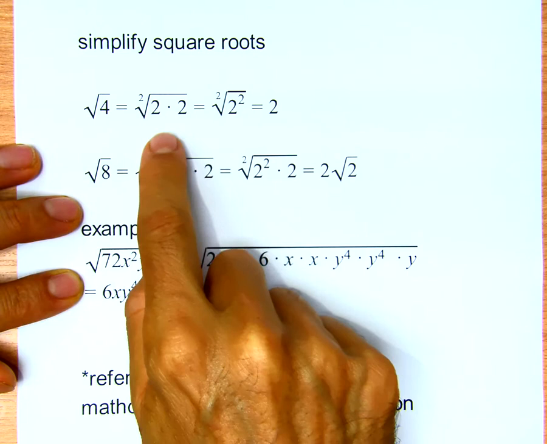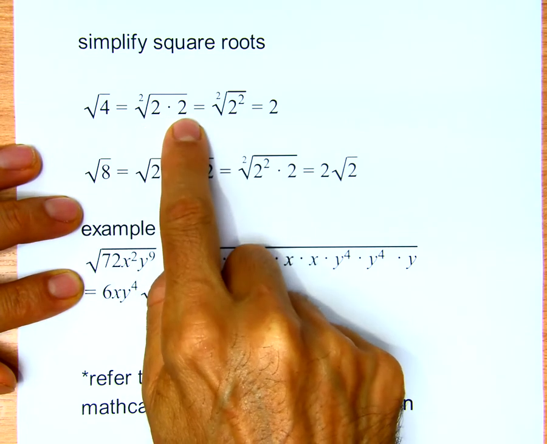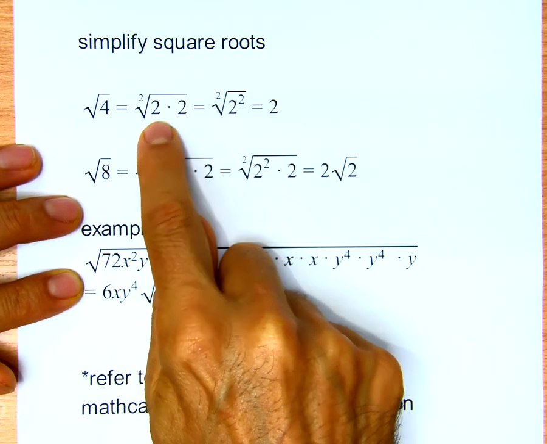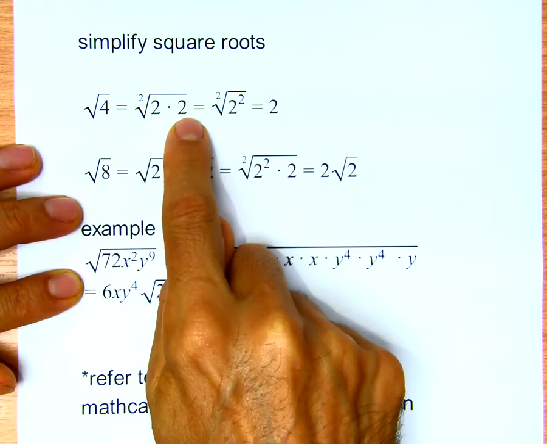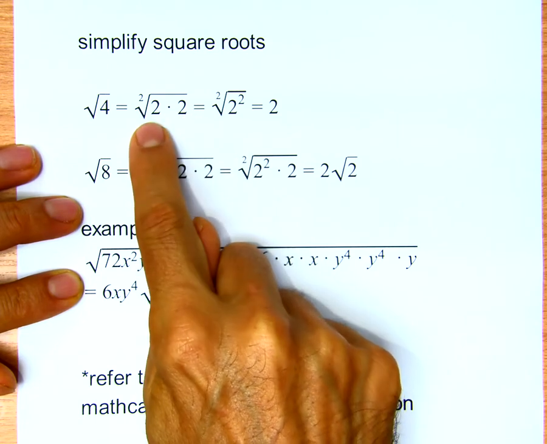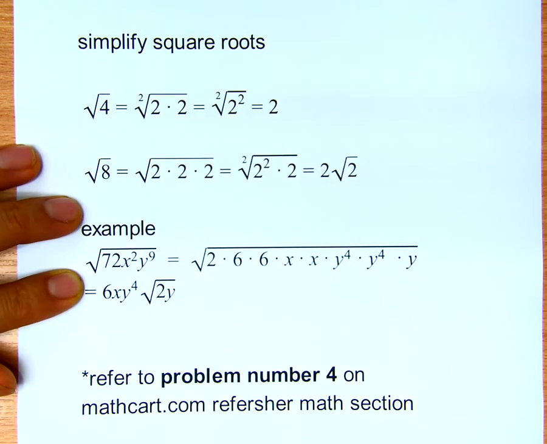You can also think about it as just 2 times 2. There's a pair of 2's. And anytime you have a pair of numbers or variables inside a square root, you can take that pair out to a single number on the outside.